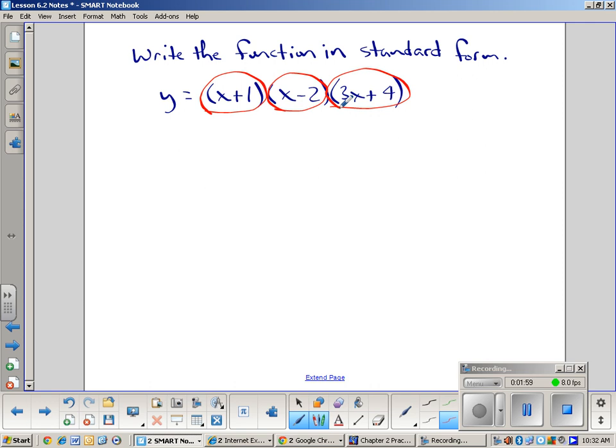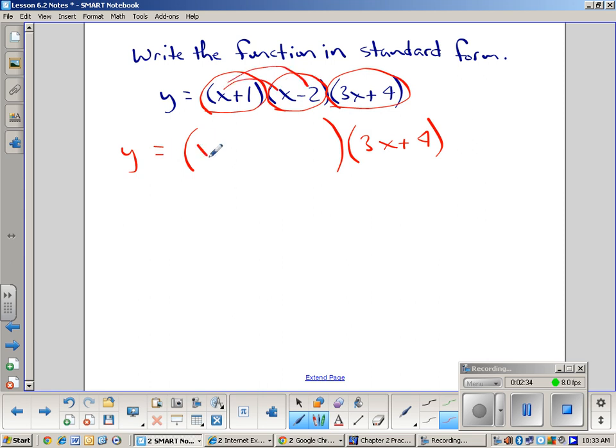Liz, where do you want to begin? The first two? Okay. Now, when I do this, I have to realize whatever I get has to be multiplied by 3x plus 4. So I don't want to forget to put parentheses around the answer I get to begin with. Because all of this answer has to be multiplied by 3x plus 4. And so when I do this, I'm going to FOIL, right?